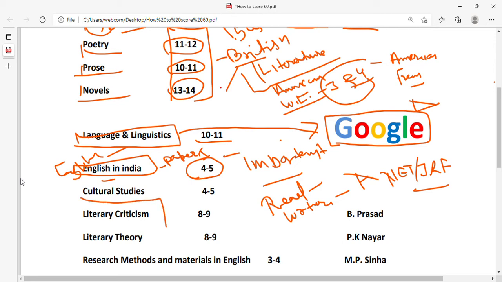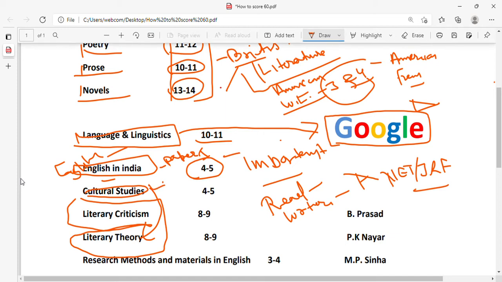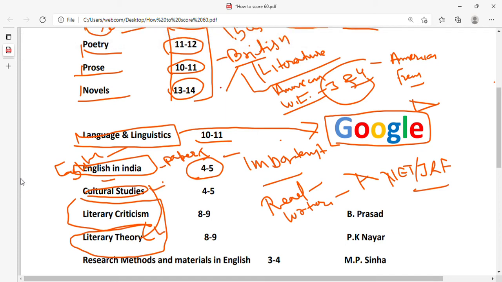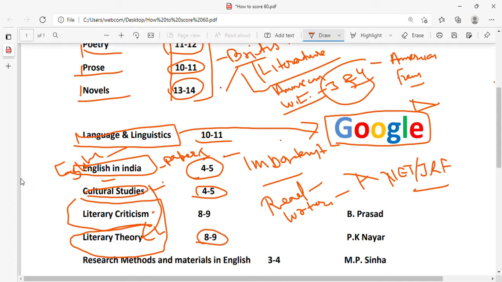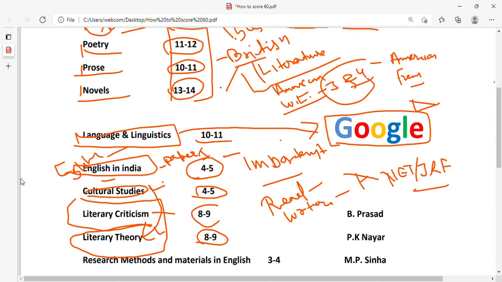Cultural studies and literary theory is very similar, because we know that cultural study is an interdisciplinary field, so it draws the knowledge from the theories, right? Because it depends on that part. So your cultural studies and literary theory is very similar. From cultural study, only 4 to 5 questions are being asked. Literary theory, 8 to 9 questions are being asked. From your literary criticism, 8 to 9 questions, right?